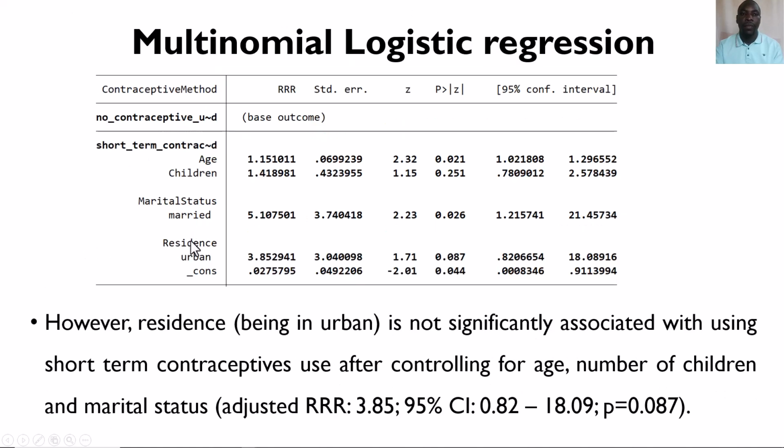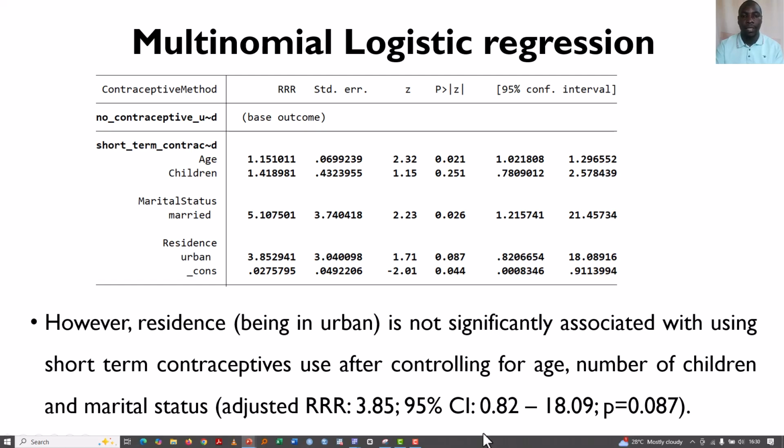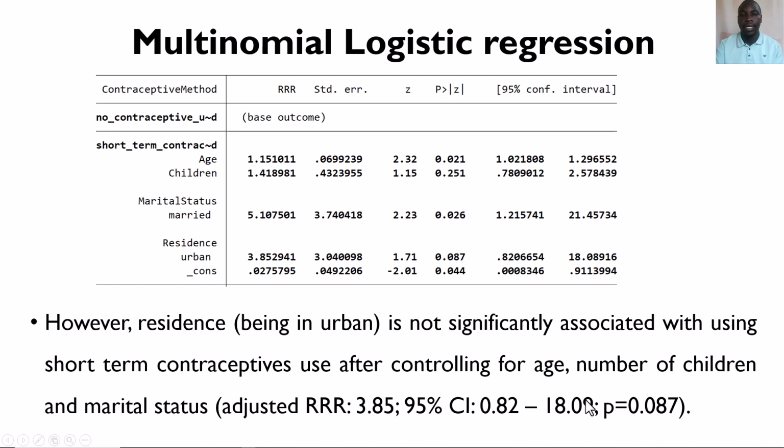Another categorical variable like residence, we can see that it is non-significant. Residence, being in urban compared to being in rural setting, is not significantly associated with short-term contraceptive use after controlling for age, number of children, and marital status. Then you can see the estimates here in brackets and their 95% confidence interval. So the key point here, when you are interpreting a categorical variable, you're making two comparisons. Comparison within the independent variable and comparison between the levels of the outcome.